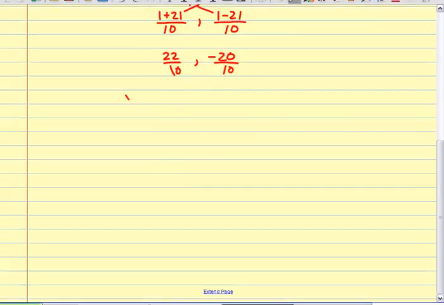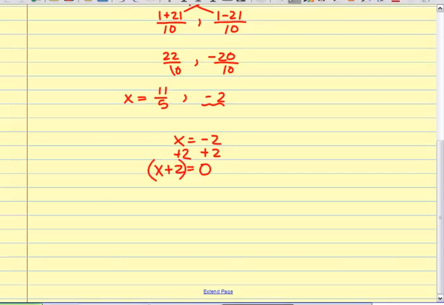All right, so let's reduce. 2 goes into both of these. That's going to give us 11 over 5. And then the second one's going to just give us -2. Well, the easiest one to simplify is that. So if x equals -2, add 2 to both sides, and I'm going to get x plus 2 equals 0. That is one of our factors.